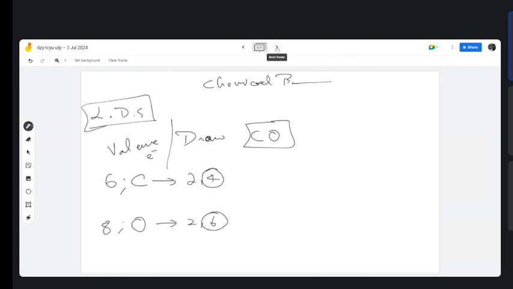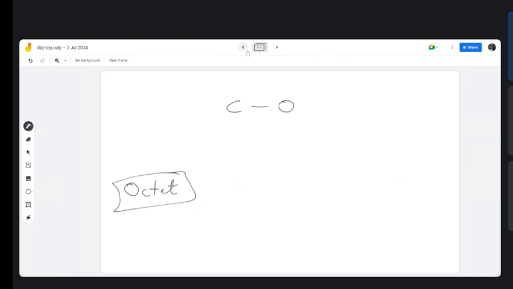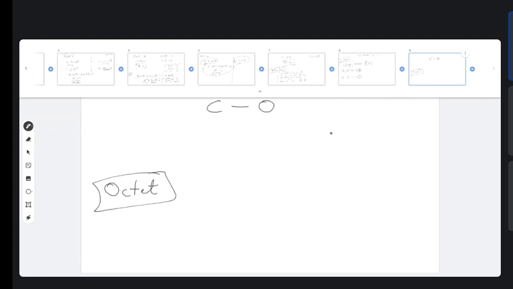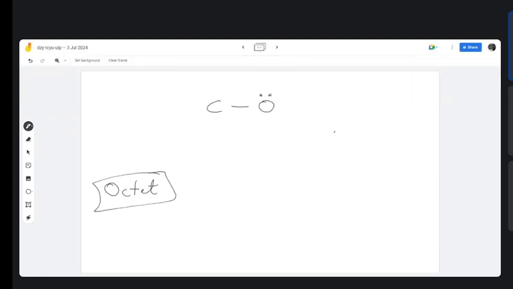It looks like this. Oxygen, it is how many? 6. 1, 2, 3, 4, 5, and 6. Now, for carbon, it is 4. I'll draw 2 first. Let's see. 1, 2, 4. Got this? This is how it actually looks.